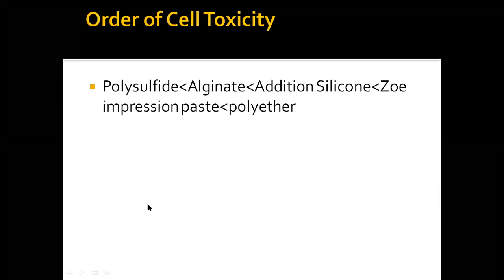Now, order of cell toxicity. When we're talking about cell toxicity, polysulfide has the least, less than alginate. In alginate also, normal setting alginate has less than fast setting alginate. Okay.